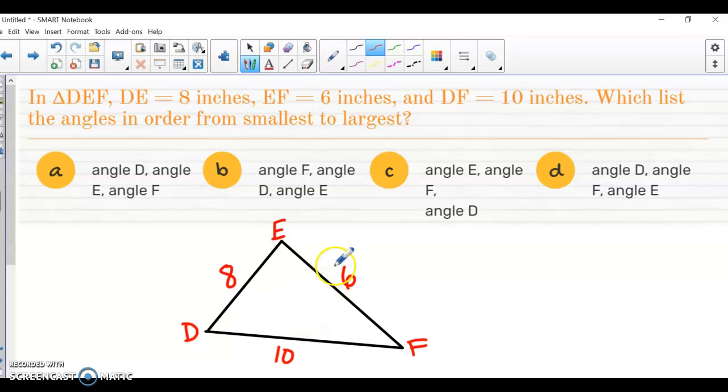So again, like the last slide, the biggest angle is across from the biggest side. So the biggest side is 10, so E is the biggest angle. If I order them from smallest to largest, my largest angle is going to be E. The smallest number I have is 6, and if I go across from that, I have D, so the last letter would be F. So DFE would be from smallest to largest. So option D.